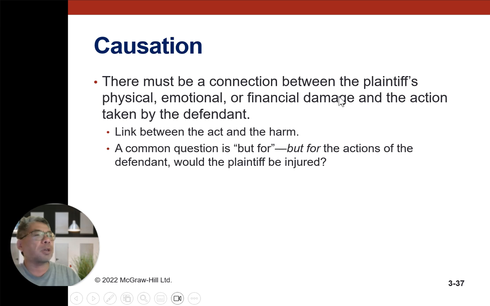Causation: there must be a connection between the plaintiff's physical, emotional, and financial damage and the action taken by the defendant. The link between the act and the harm. A common question is the "but for" test: but for the action of the defendant, would the plaintiff have been injured?